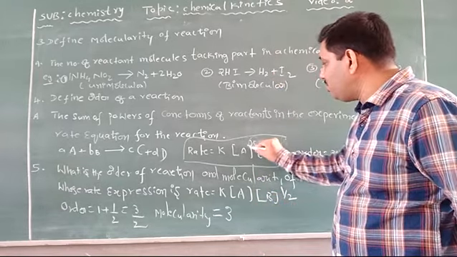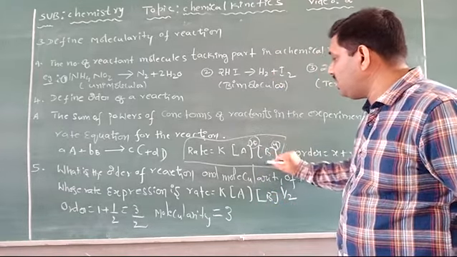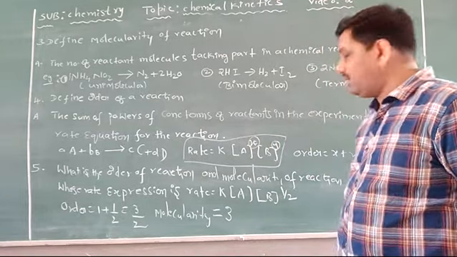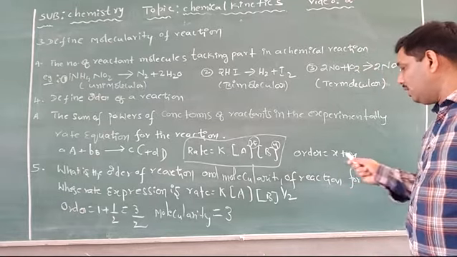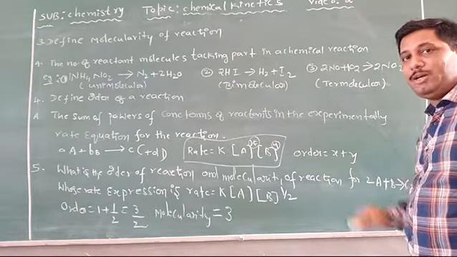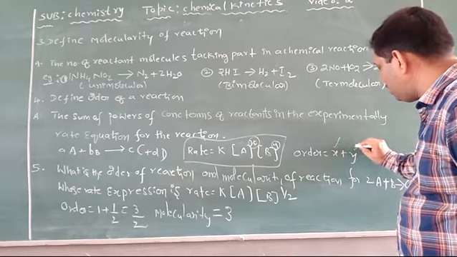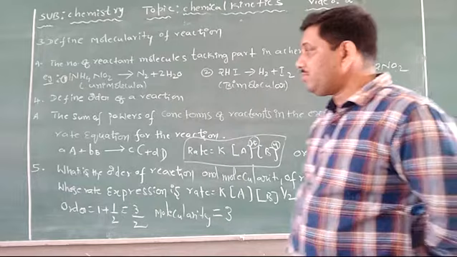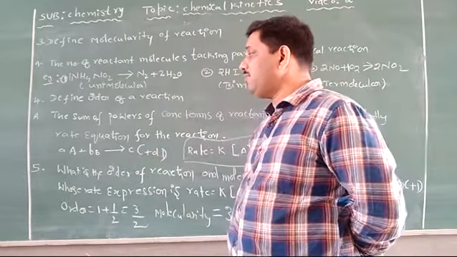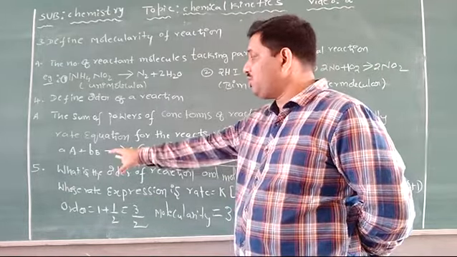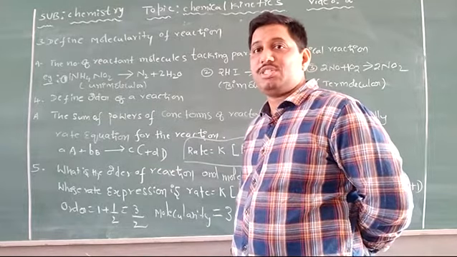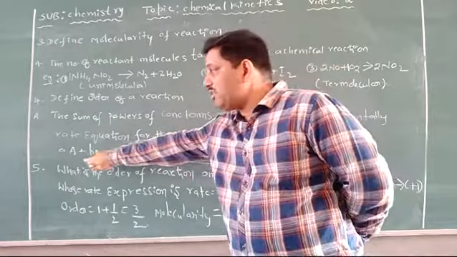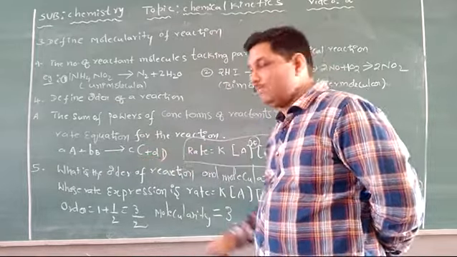The powers of concentration terms in the experimentally determined rate equation are known as the order of the reaction. Therefore, order is equal to x plus y. Here, students, for this reaction the molecularity will be a plus b. Why? Because that many molecules take part in the chemical reaction. Whereas the order of the reaction cannot be determined from the balanced chemical equation.